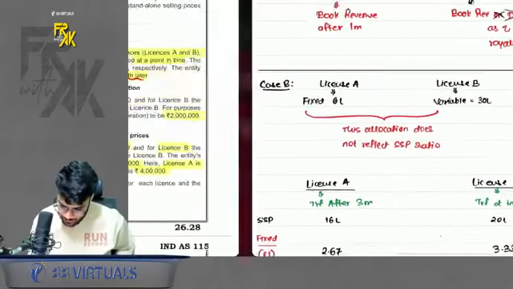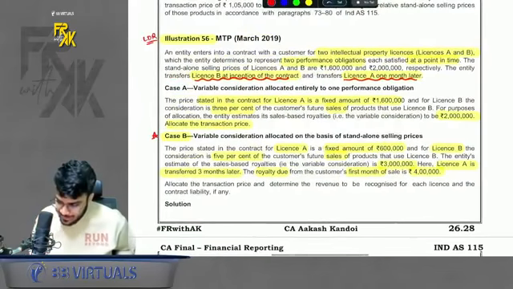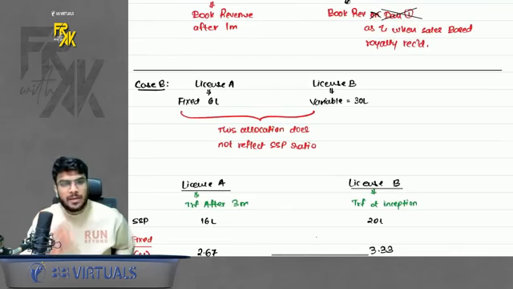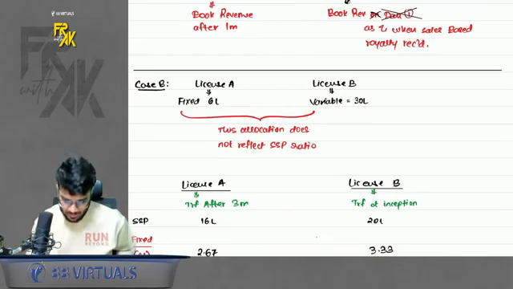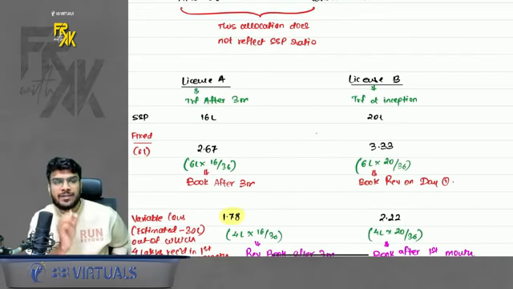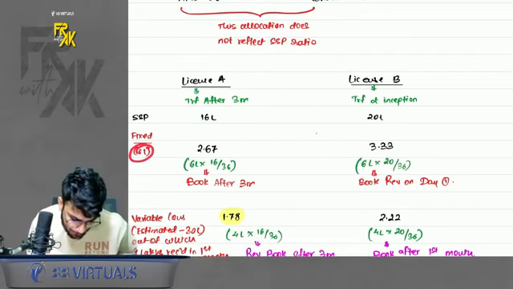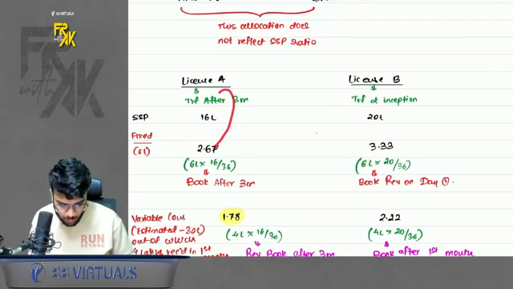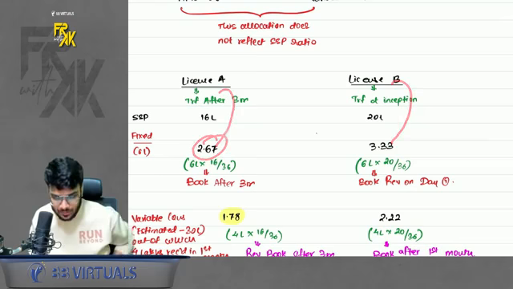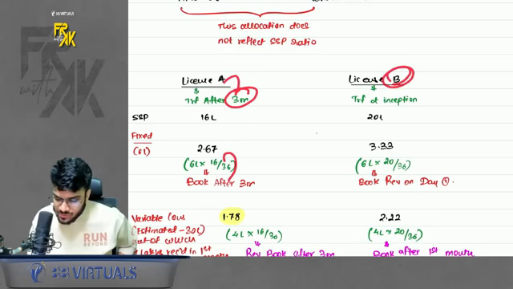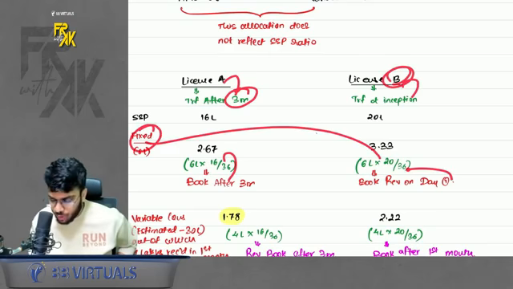So what to do? In this case, standard says you cannot say that 6 lakhs is for license A and 30 is for license B. Standard says whatever money you receive, it will be bifurcated in both the licenses in the ratio of SSP. For example, 6 lakhs was for license A. Don't say it was for license A. Say that this 6 lakhs bifurcate between A and B in the ratio of SSP. So when you bifurcate, for A you get 2.67, for B you get 3.33. A is transferred in case B after 3 months, so book after 3 months. B is transferred at inception. This is fixed revenue, you can book on day 1.